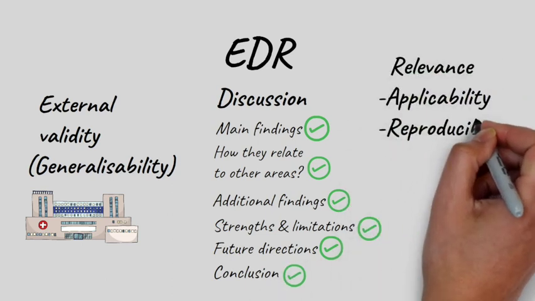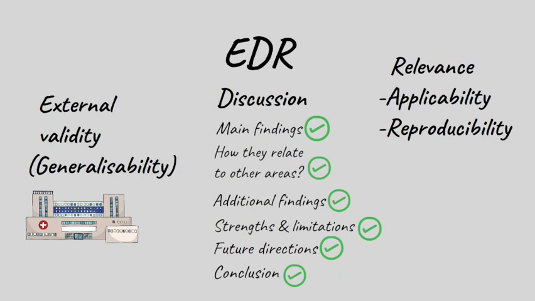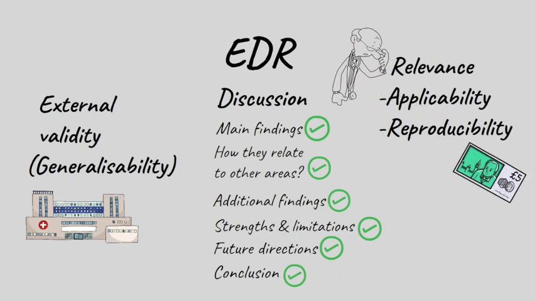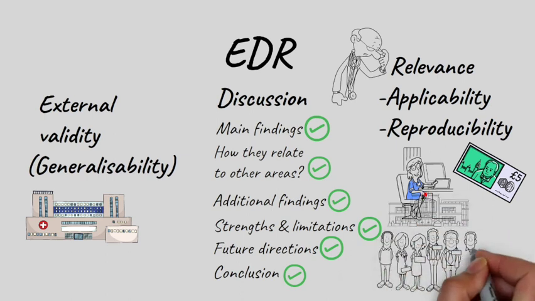And finally, relevance, that includes applicability and reproducibility. How things can be put into practice. In terms of cost, staff, sustainability, and other resources, they're all important factors to look at when critically appraising the literature.